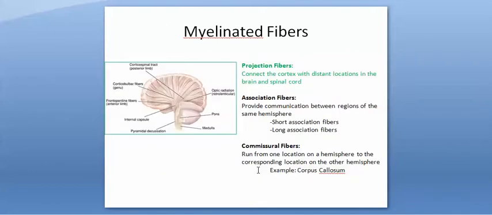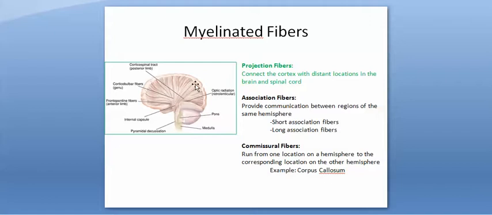Now we're going to talk about myelinated fibers. Remember, those are just axons that are covered with that cholesterol sheath formed by oligodendrocytes. We have three different types: projection, association, and commissural fibers. Projection are the longest ones. Think of it this way: if you are speaking to a group, you need to project your voice. It needs to go very far. Projection fibers need to go very far as well. They connect portions of the cortex to distant locations at the level of the brain and the spinal cord.